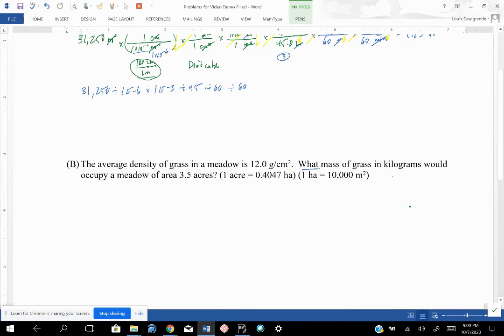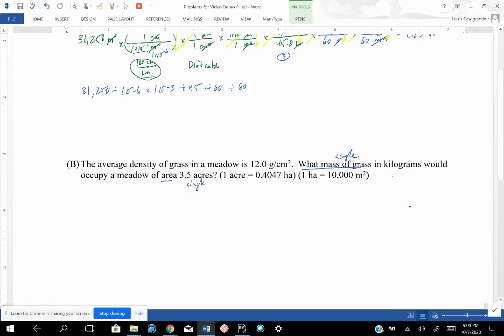So what do I have here? I want to calculate a mass. Again, that's a single unit. I'm given an area. I tell you area with a unit of acres. And that's also a single unit.